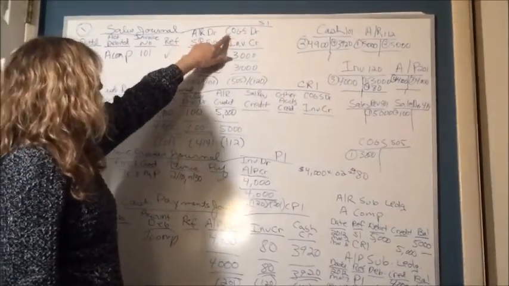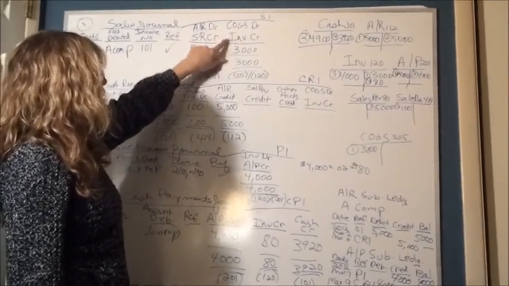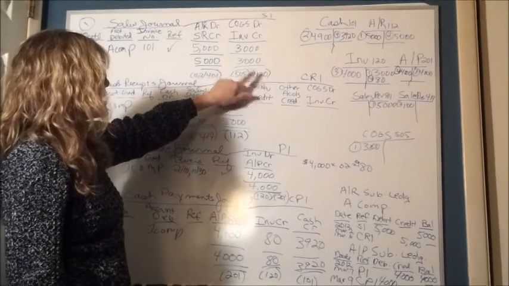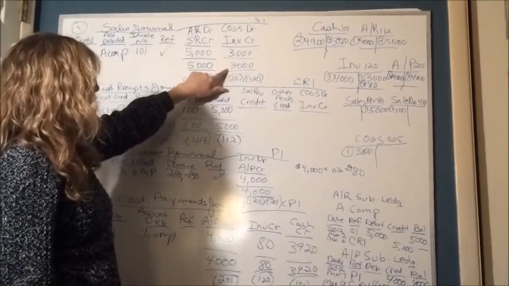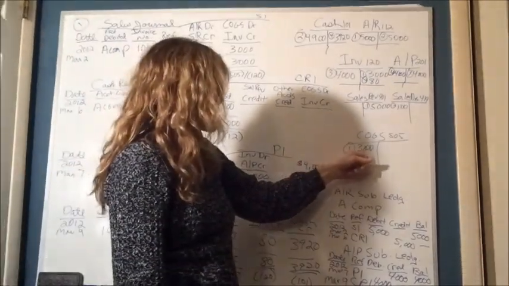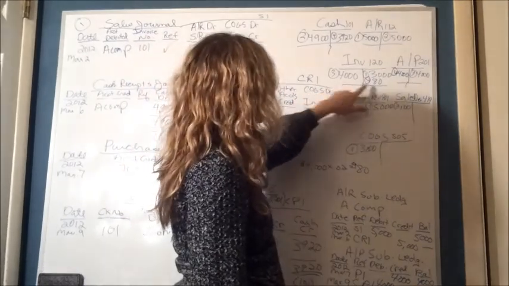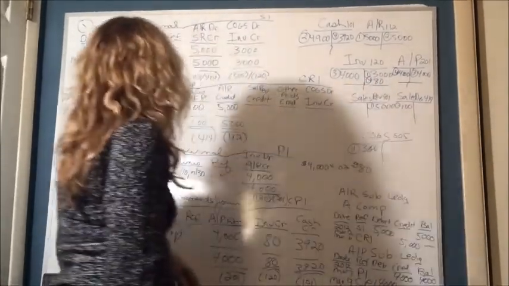Next, my cost of goods sold debit is account number 505. My inventory credit is account number 120. My total amount was $3,000. So I go in there and I go ahead and debit cost of goods sold for $3,000. I go ahead and credit inventory for $3,000.